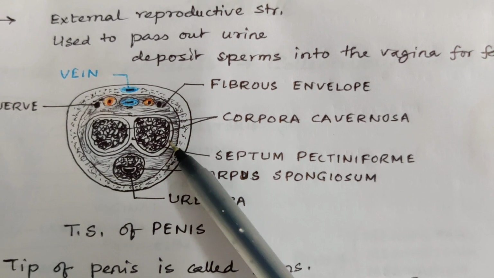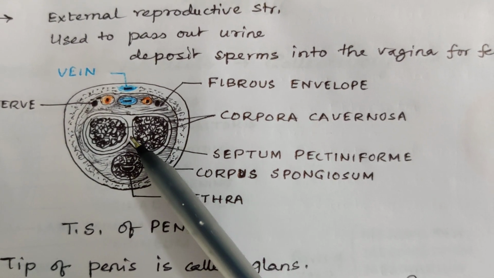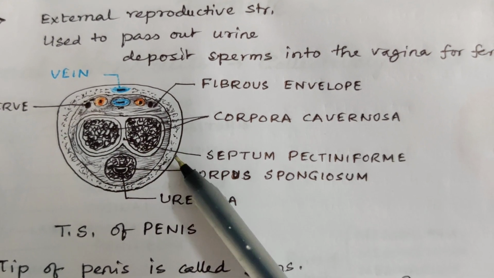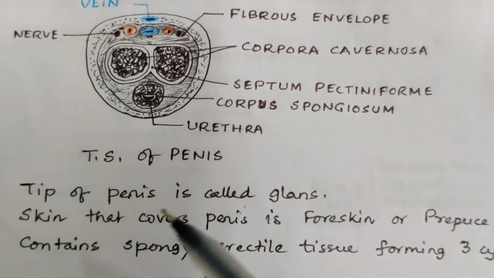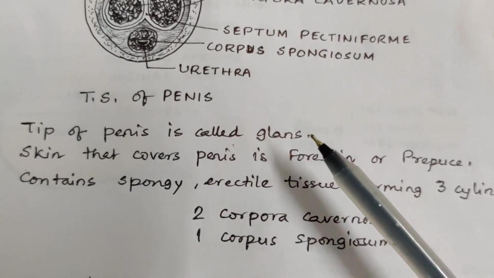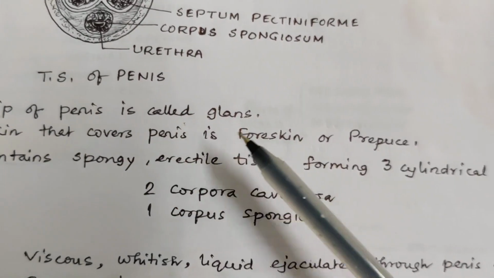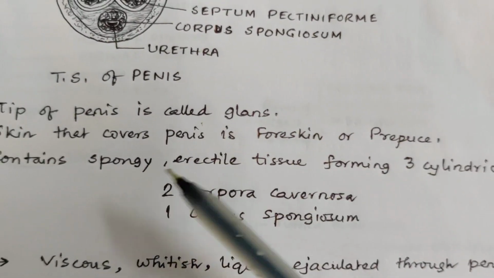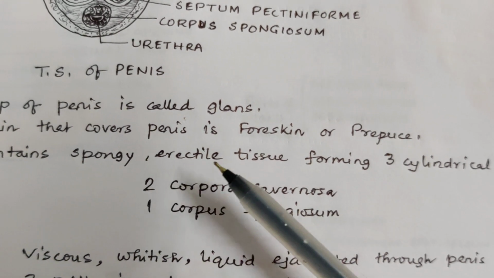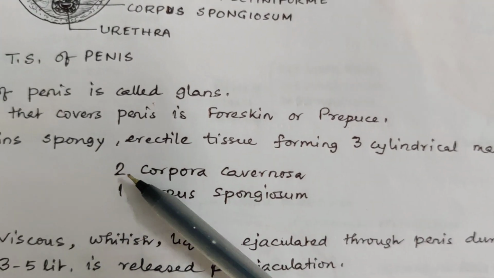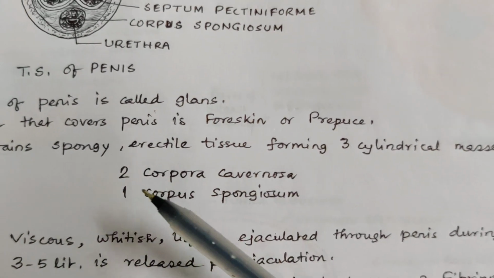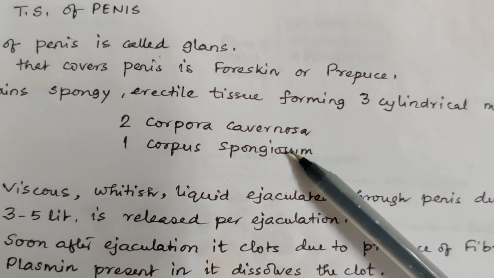Now here, this dividing region is known as septum pectiniforme. The tip of the penis is called glans, as I told you. The skin that covers the penis is the foreskin or prepuce. It contains spongy erectile tissue forming three cylindrical masses. Two of them are known as corpora cavernosa and one is known as corpus spongiosum.